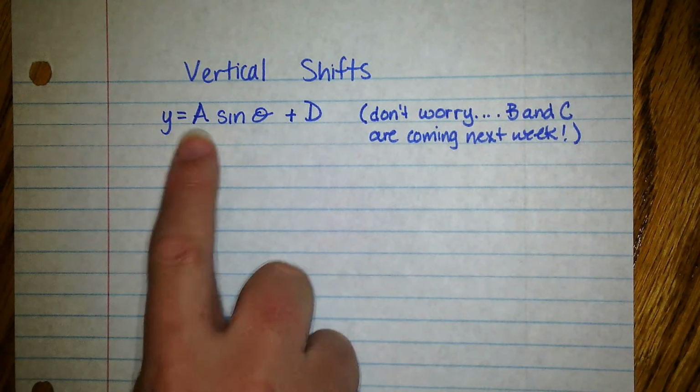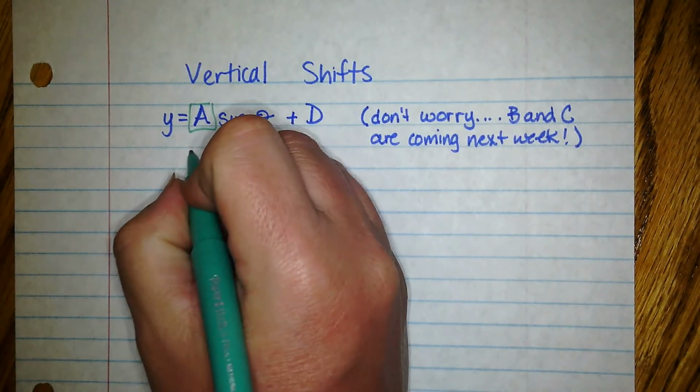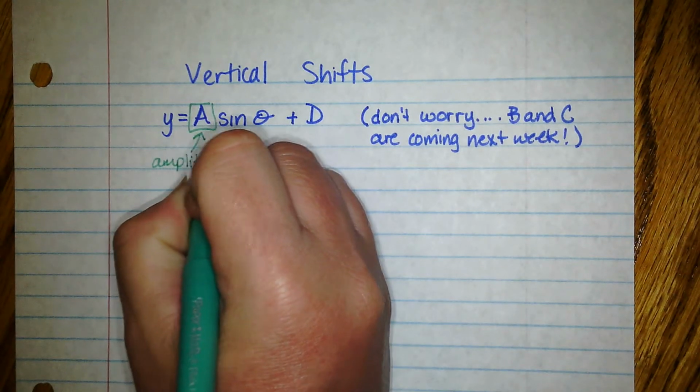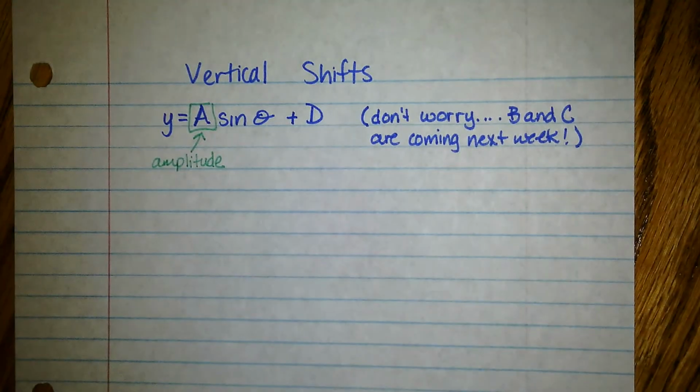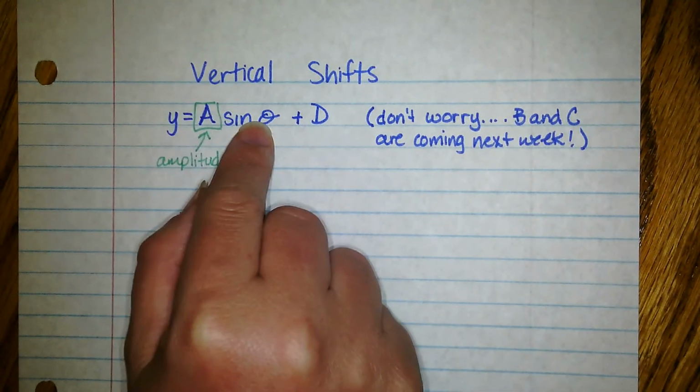The first thing is that the capital A, as we talked about earlier, represents amplitude. So amplitude stretches or shrinks your graph based on the magnifier that's put in front of it. So if there isn't a number there, there's really a 1, and that's just a basic sine or cosine graph.